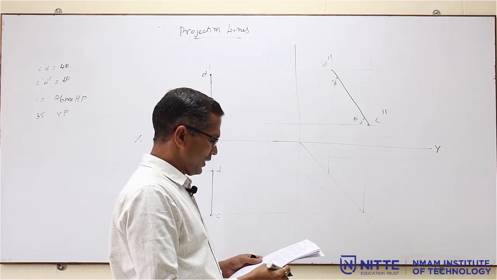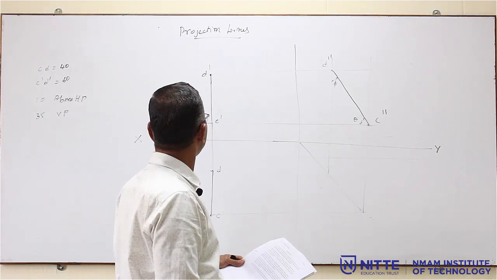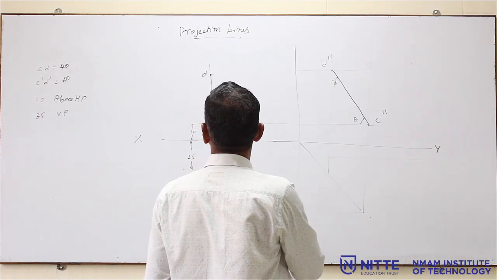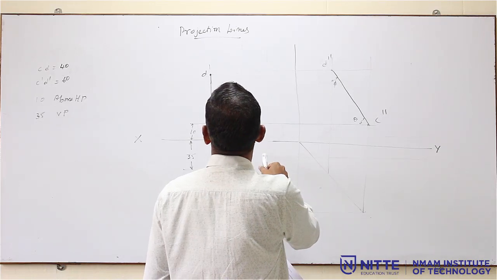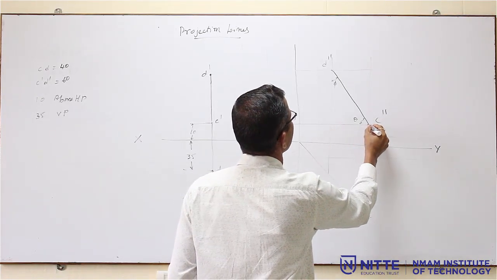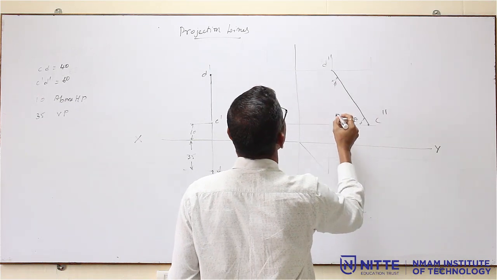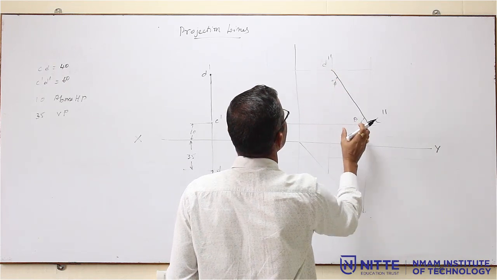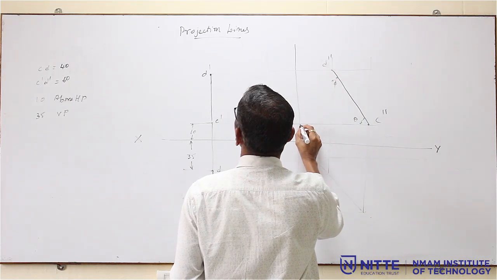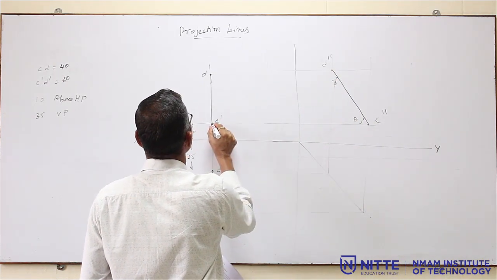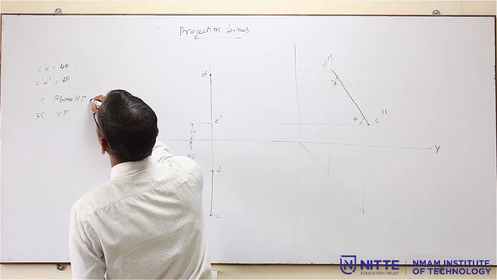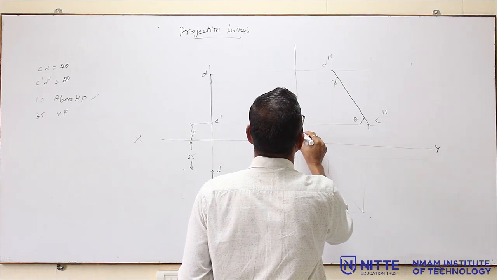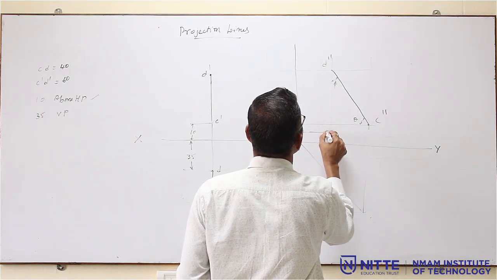Find the position of the other end with respect to VP and HP. So, here with respect to HP, how much is the other end? Here you have to find. With respect to VP, how much? This distance you have to find from here. So, above HP, C is 10 mm above HP. Then how much in front of VP? You have to measure this from here to here. This will give you the VP distance.